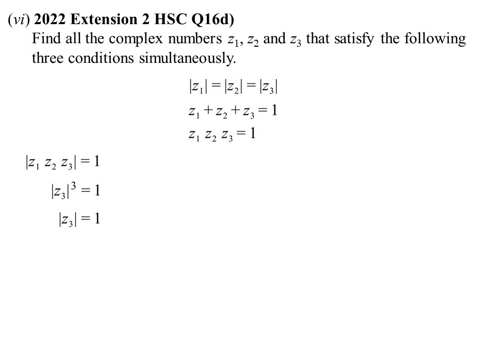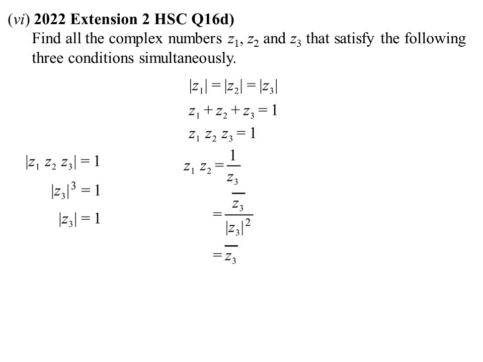Now if I play around again with the multiplication, Z1 Z2 is equal to 1 on Z3. In other words, it's the reciprocal. And the reciprocal is the conjugate on the modulus squared, and we just said that modulus is 1. So I now know that when I multiply Z1 and Z2 together, I get the conjugate of Z3.